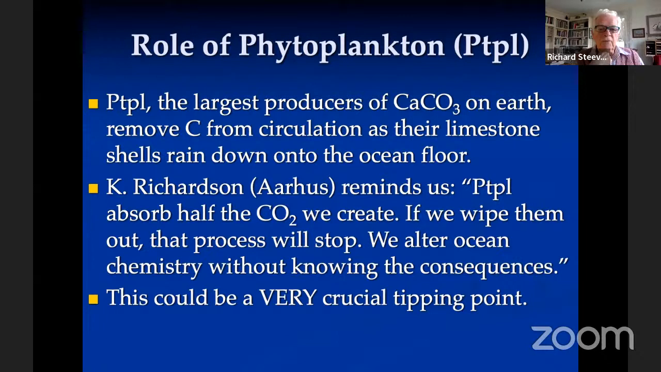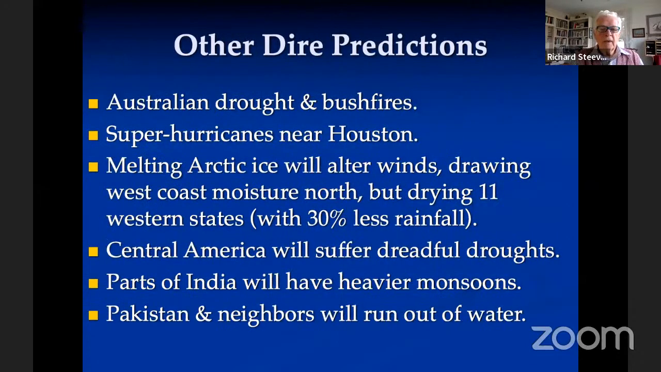Kay Richardson from Aarhus reminds us that phytoplankton absorbs half the CO2 we create, and it also generates half the oxygen we breathe, I could add. If we wipe them out, that process will stop and we alter ocean chemistry without knowing the consequences, a crucial tipping point. Other dire predictions: Australian drought and bushfires. They were predicting that in 2008, and we sure saw them in this last year.